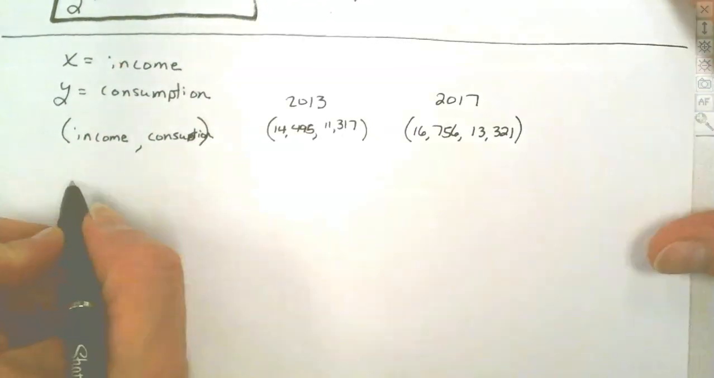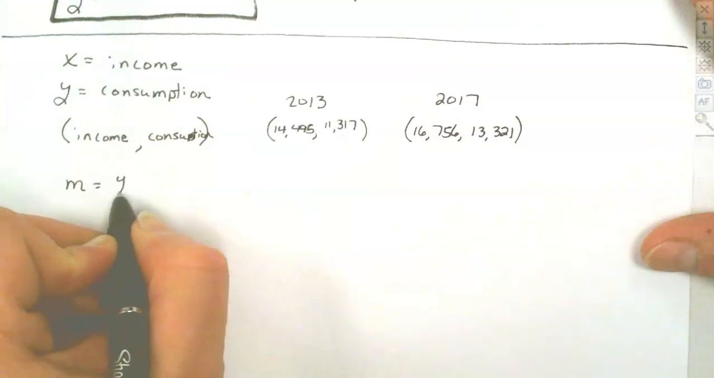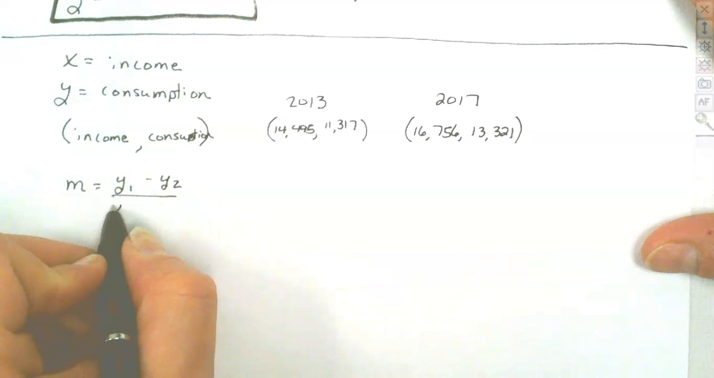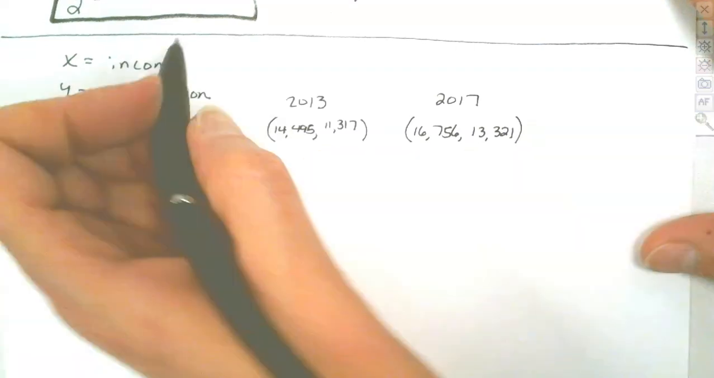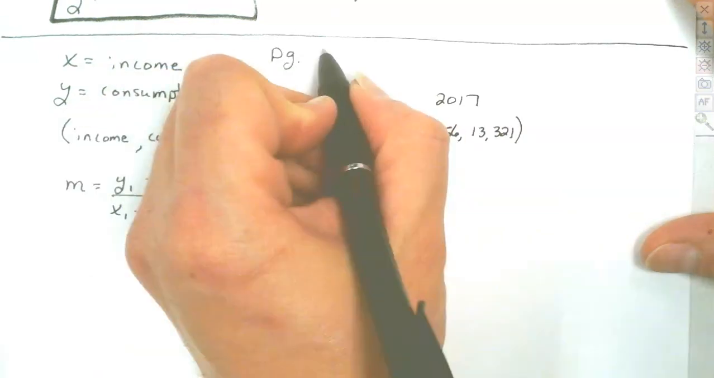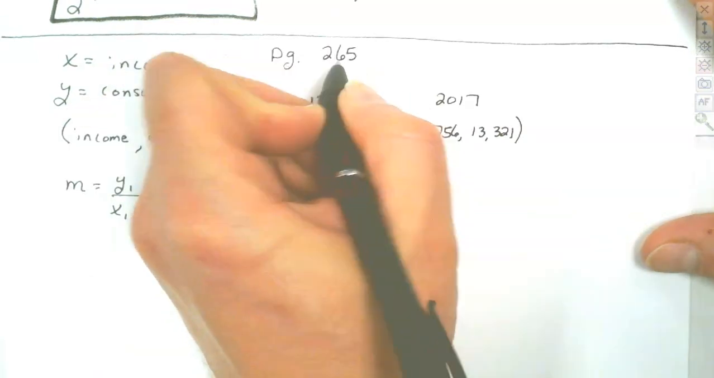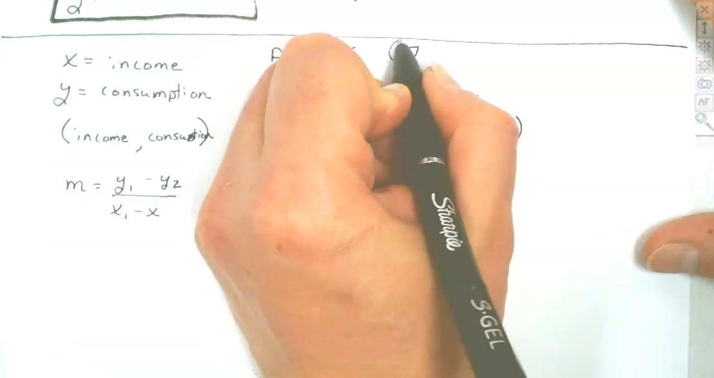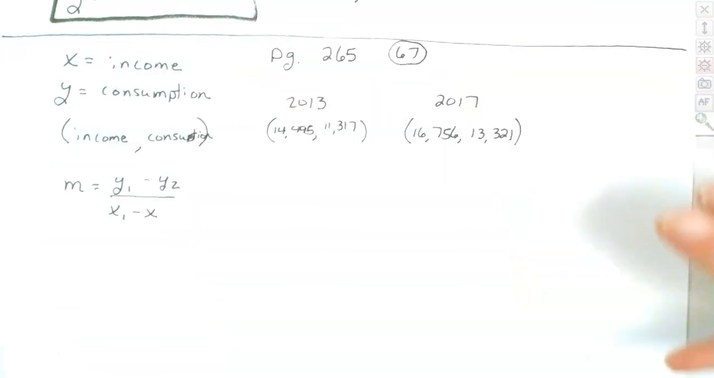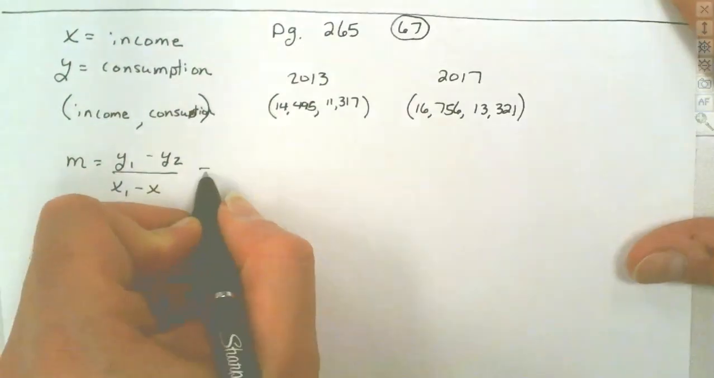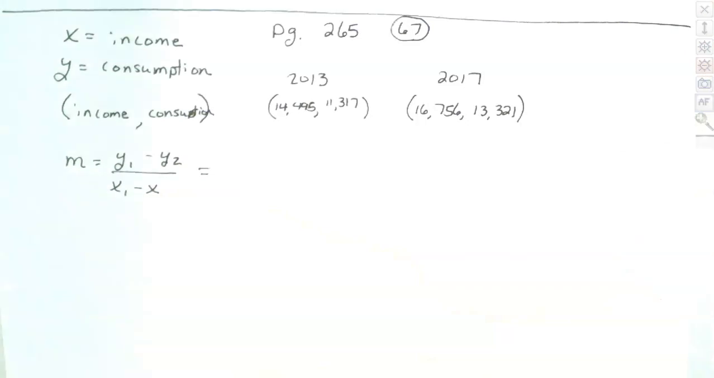So to find our slope, m, which is y1 minus y2 over x1 minus x2. And by the way, this is on page 265 again, and this is question number 67. Now, you've got it in your notes. We've got our ordered pairs made up, so we know what goes where. We're going to work it out, and we're going to find the slope.